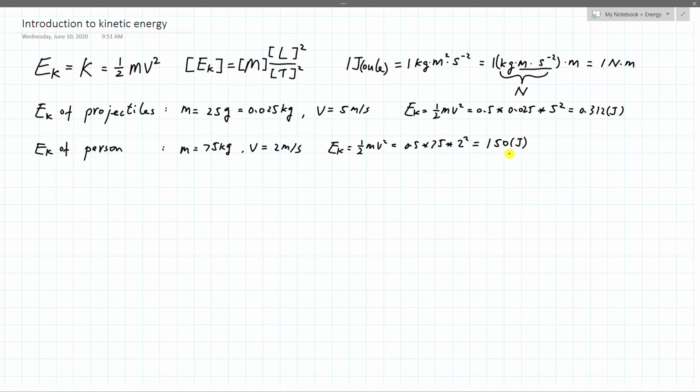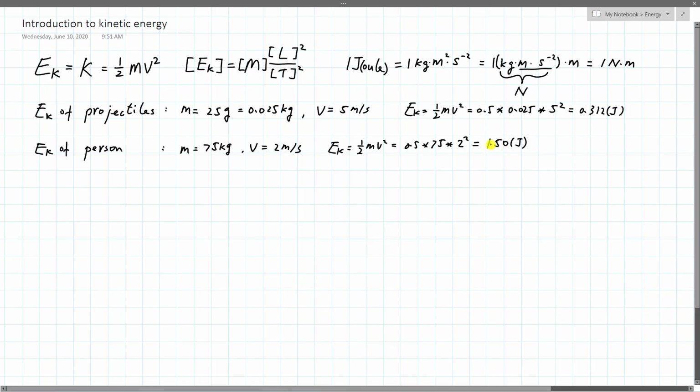Maybe walking slow will be less, walking fast is more. Jogging, running will start to go into the several hundred joules of energy. So that's for just a person. So let's calculate one last thing, a vehicle.